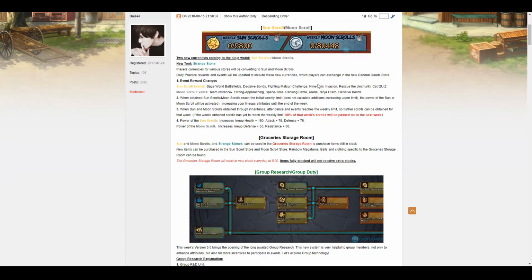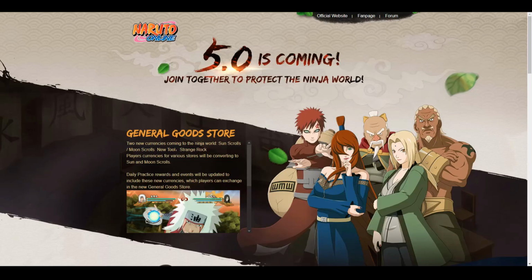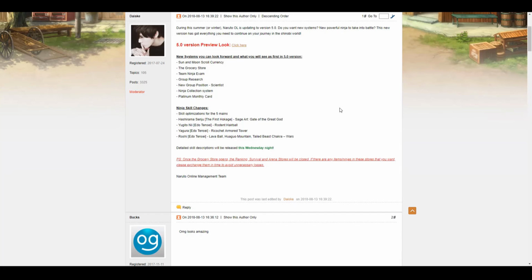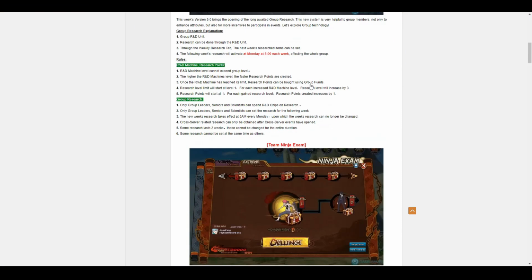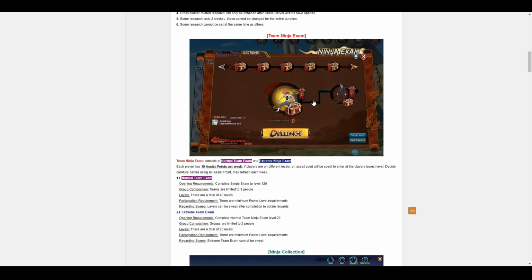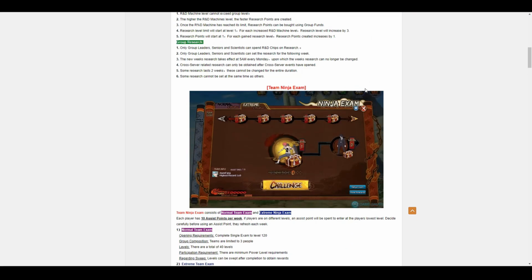So look forward to the update tomorrow, because 5.0 is coming. We're going to have a lot of new stuff to look at, assuming that all of these functions will be present. As we know in previous examples, not everything that they've stated will appear, but we can sure as damn be sure that we will be at least seeing the Sun Scroll and the Moon Scroll and the changes to the shop. Ninja Exam, I'm not too hopeful, but then again, I kind of want to see how difficult this is going to be. I really like PvE stuff, since I'm not competing against someone.